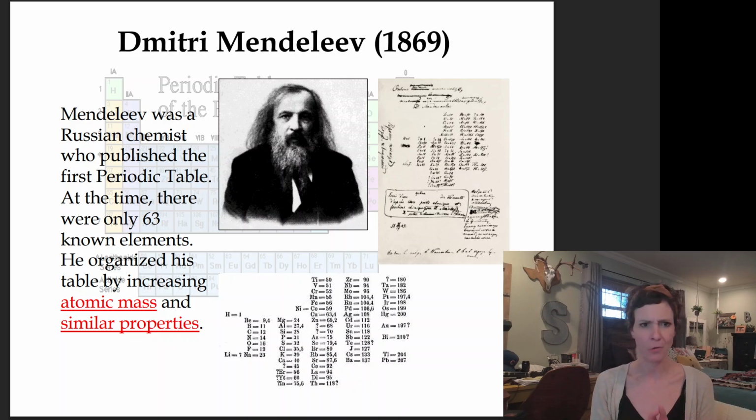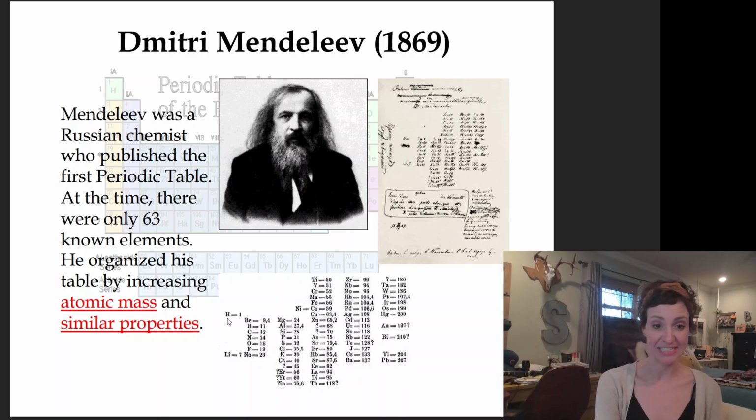He was a Russian chemist who published the very first periodic table. Now, at that time, there were only 63 known elements. He organized his table by increasing atomic mass and by similar properties. Down here at the bottom, you see some pictures of his first sketches of his periodic table. Some of the element symbols you can actually see. I see a hydrogen, I see a lithium, I see a sodium. He also has a number after the dash. Those were his masses of those elements, as they knew them at that time.